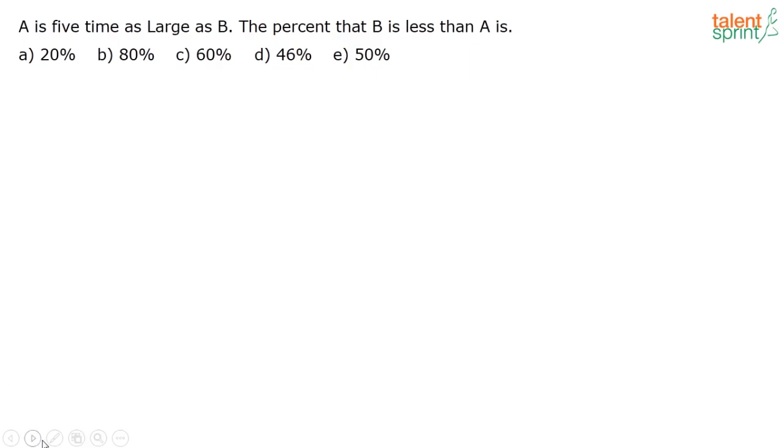So, let us move on to the next question. Very easy question, this one is. Let me take the number b as x. Then what is a? What have they given? It is 5 times as large as b. So a is equal to 5x.